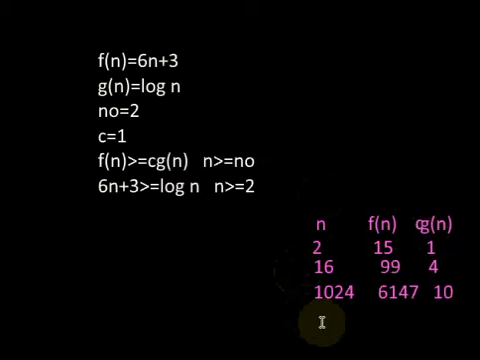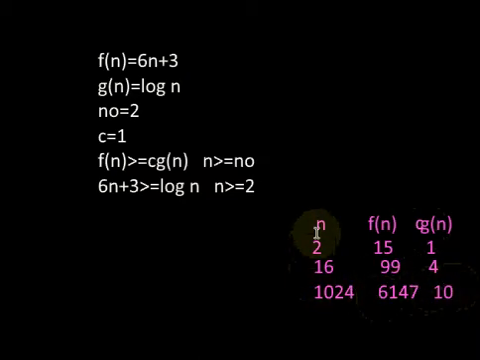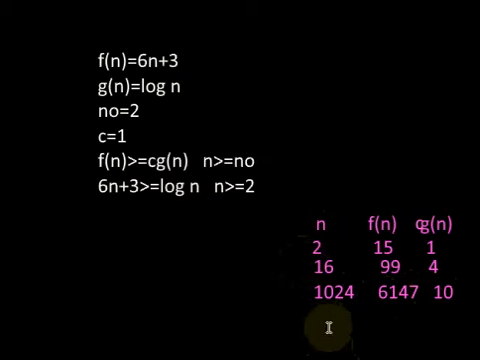Again, let's increase the size of the input. N equals 2 to the power 10, that is 1024. What's the value of f of n? It's 6147. And what's the value of c into g of n? It is only 10. Here also, f is having a higher value than c into g of n. So as the size of the input is increasing, the function f is always having a higher value than the function c into g of n.